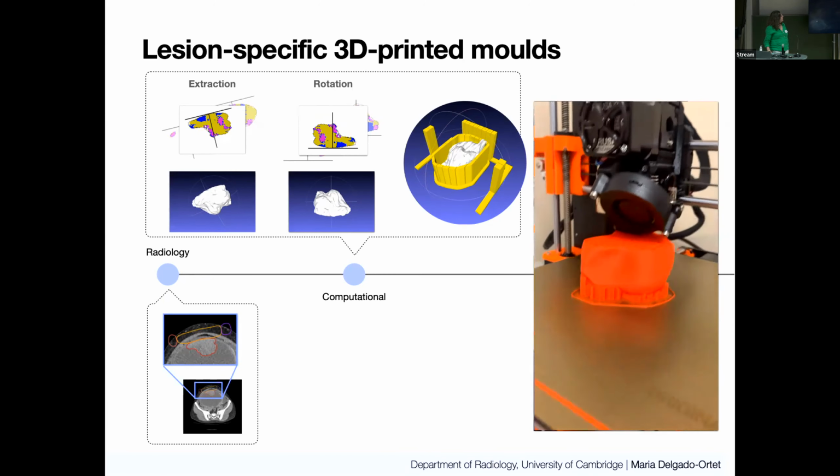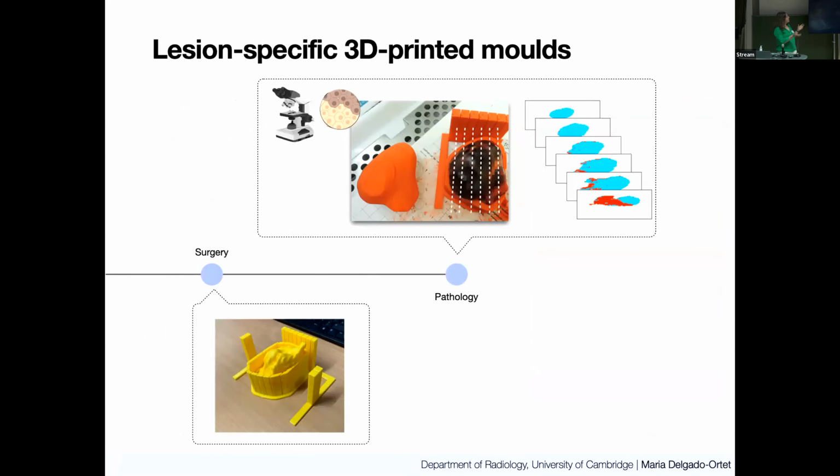The reason we print the tumor is because we will bring it together with the mold to surgery. So it guides the positioning of the actual specimen within the mold, because it's quite difficult as we don't have any anatomical references. And then once in pathology, the pathologist can use the mold to cut it exactly where they want. So each slice corresponds to one of our radiomic map slices.